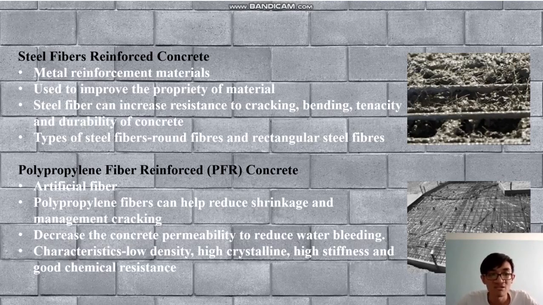The next is polypropylene fiber reinforced concrete. It is an artificial fiber. It decreases the concrete permeability to reduce water spreading. The characteristics are low density, high crack resistance, high stiffness, and good chemical resistance.